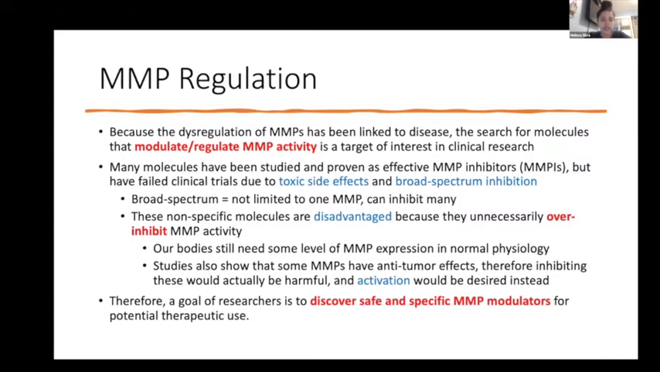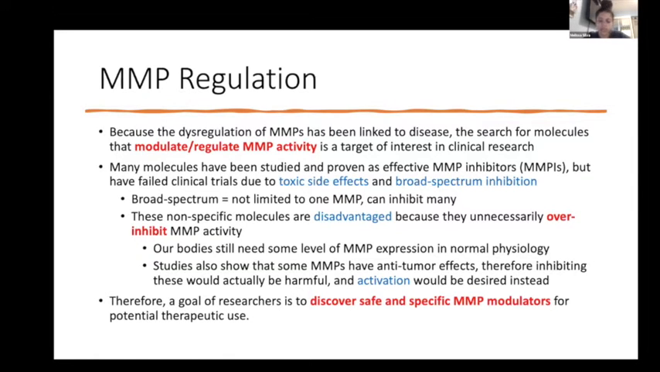So because the dysregulation of MMPs has been linked to disease, the search for molecules that modulate or regulate MMP activity is a target of interest in clinical research. Many molecules have been studied and proven as effective MMP inhibitors, or MMPIs, but have failed clinical trials due to toxic side effects and broad spectrum inhibition, which is when the inhibitors are not limited to one MMP, they can inhibit many. And this is a problem because non-specific molecules may unnecessarily over-inhibit MMP activity, because as I said before, our body still needs some level of MMP expression in normal physiology.